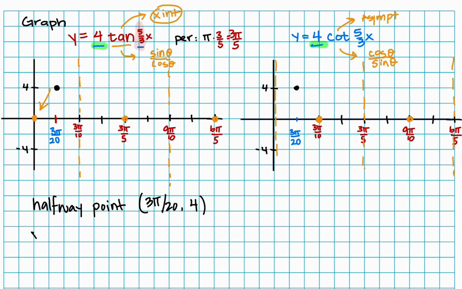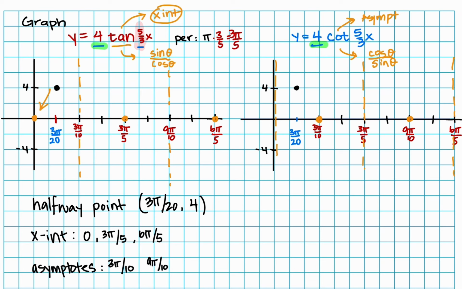We can also identify our x-intercepts. So if we wanted to, we could say that our x-intercepts are at 0, at 3 pi over 5, and 6 pi over 5. So all I'm doing right now is reading my tangent graph. And then we can also identify our asymptotes. Our asymptotes are located at 3 pi over 10 and at 9 pi over 10.